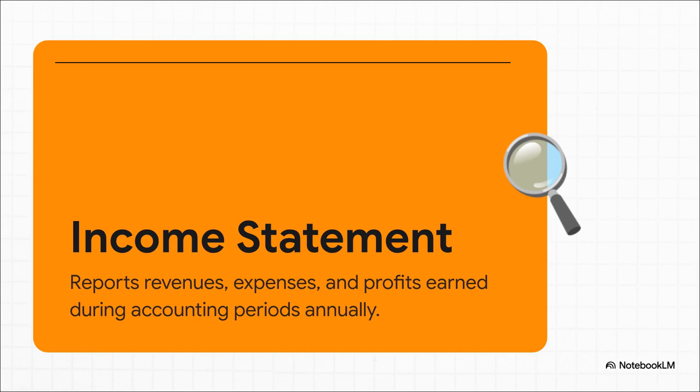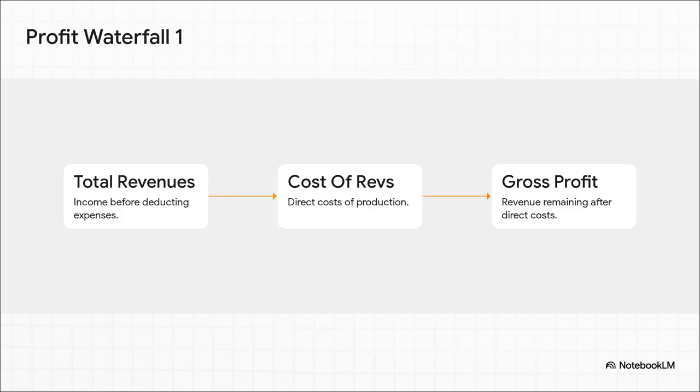This is the heart rate of the company, showing us all the action and effort over a continuous year. It shows us how effectively the business takes its starting resources and actually generates a return. The best way to understand this is through what I call the profit waterfall. We start at the very top with total revenues.